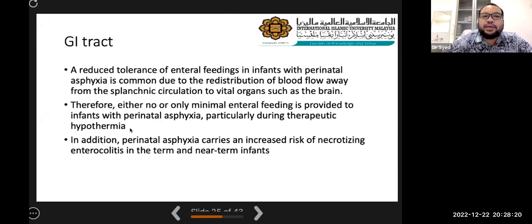GI. So there may be feeding intolerance in babies, because GI ni is among the organs yang, bila we don't have enough, when there's hypoxia, when there's hypoxemia, the body will redistribute blood flow from the splanchnic GI circulation to other vital organs macam brain. So GI ni our body probably thinks it's among the least important organs. So it's among the first yang affected. So bila ada impact GI perfusion, there can be feeding intolerance. It may even result in necrotizing enterocolitis.